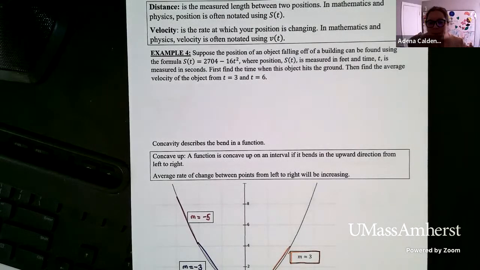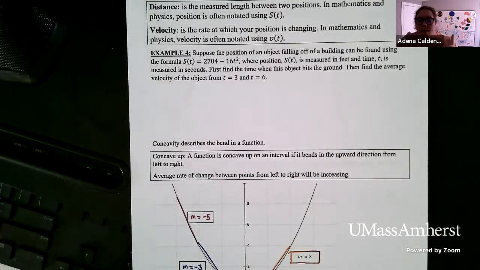The first part says, suppose the position of an object falling off of a building can be found using the formula S of t equals 2,704 minus 16t squared, where position, S of t, is measured in feet and time t is measured in seconds. There's two things we want to find. First, we want to find the time when the object hits the ground.